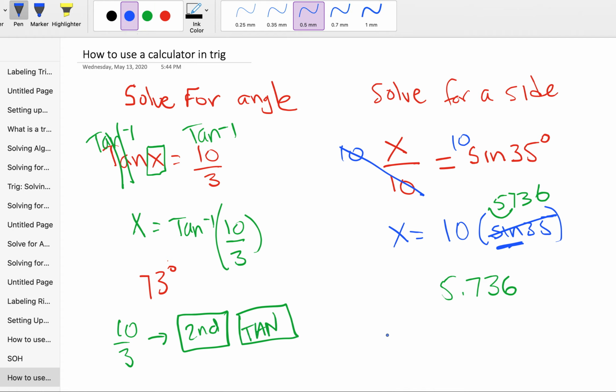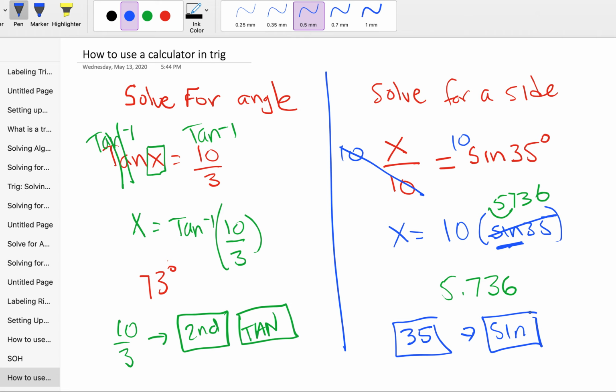And for the other types of problems, we're just going to enter the degrees, 35, and then click sine. So there's no inverse button. Hopefully that clarifies a little bit. If not, let me know. I will redo the video or make another one.